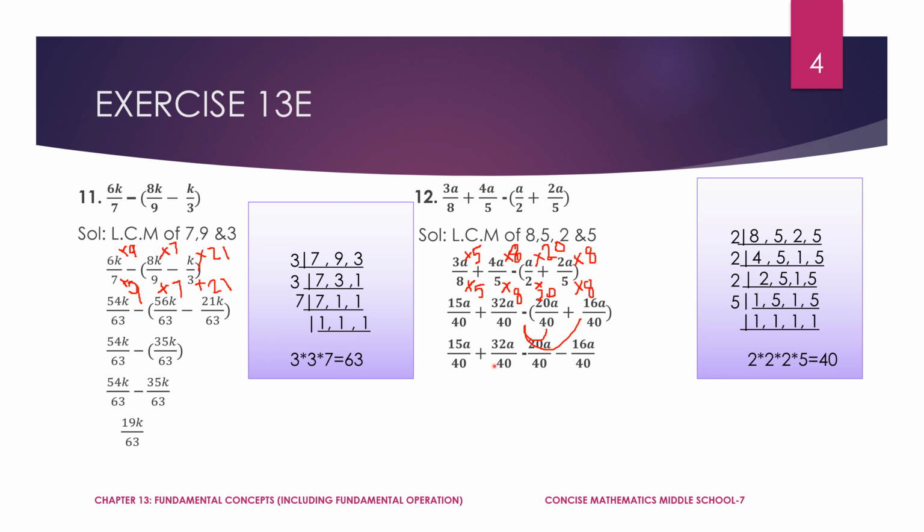Now add these both fractions because both are having plus sign. I have added it to get 47a by 40. Here both are having minus sign. Just put the minus sign and add it. 20 plus 16 is 36a. Now one is having positive sign, the other is having negative sign. Just put the bigger number's sign and subtract it. That is 11a by 40.